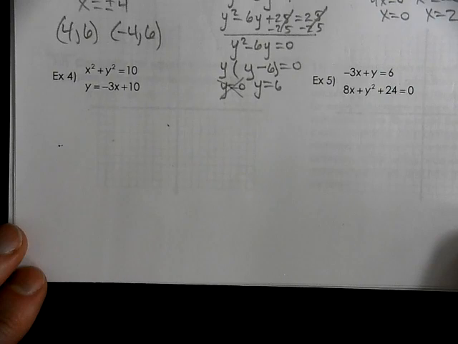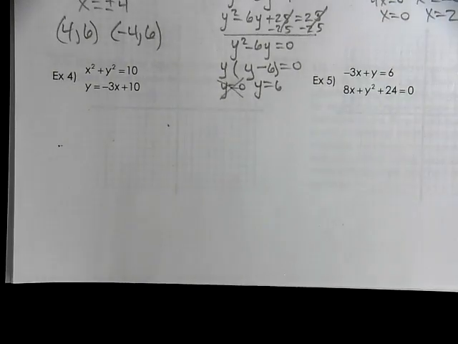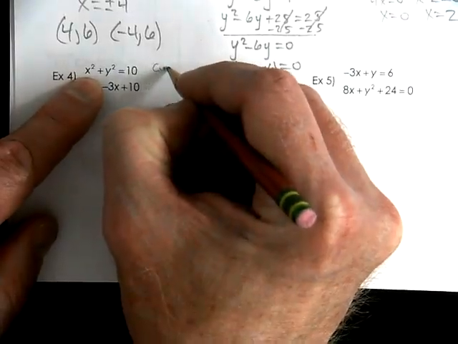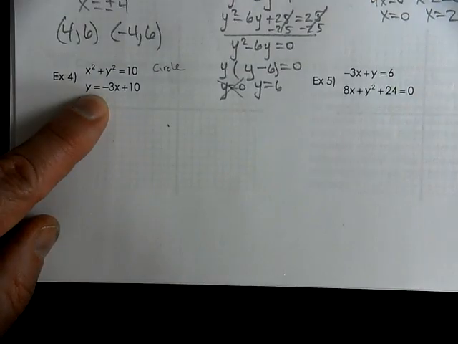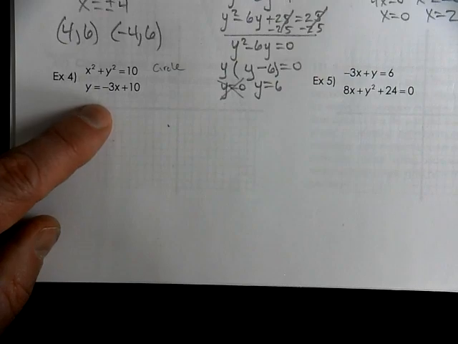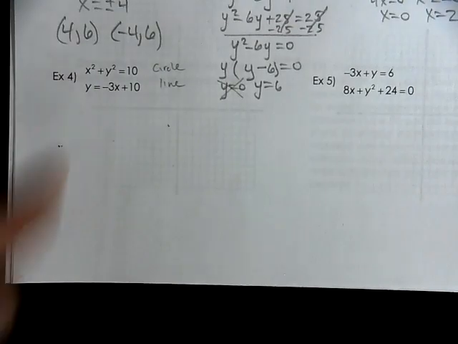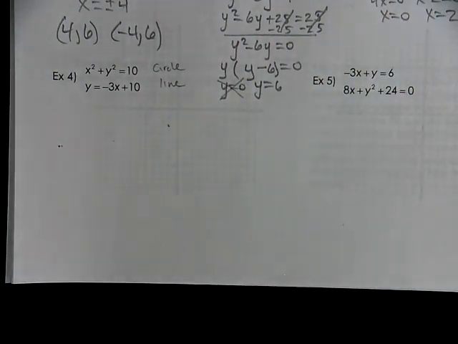All right, let's come on down here to this one. What two shapes do we have? We have a circle because of the x squared and the y squared. And what's this one? This is a line because it's x to the first power. That is a circle, and that's a line.